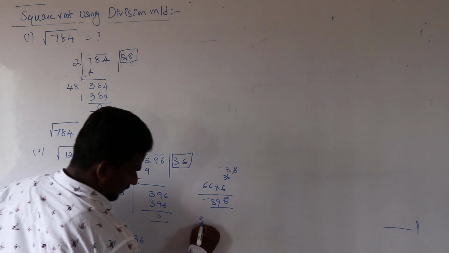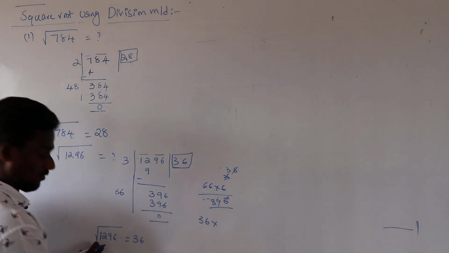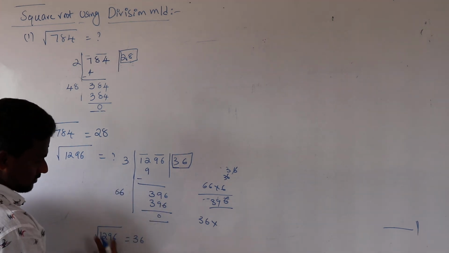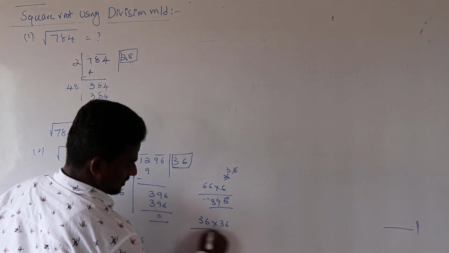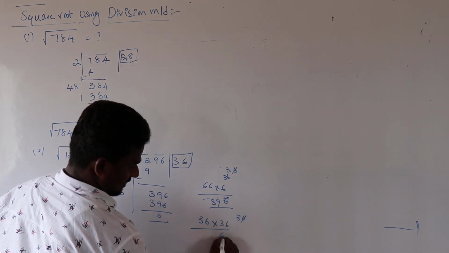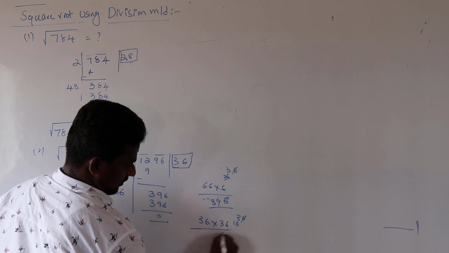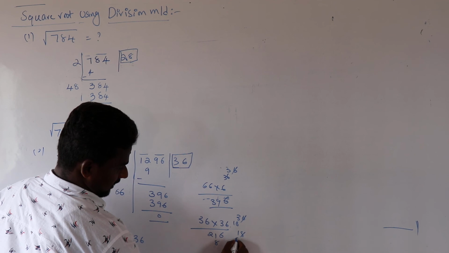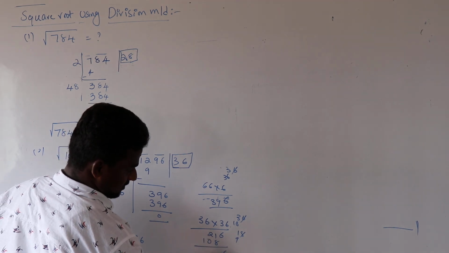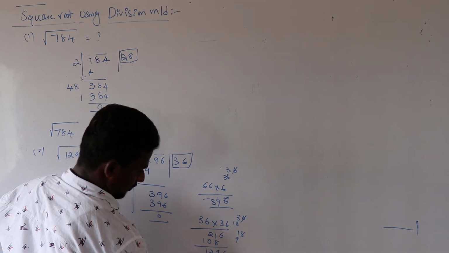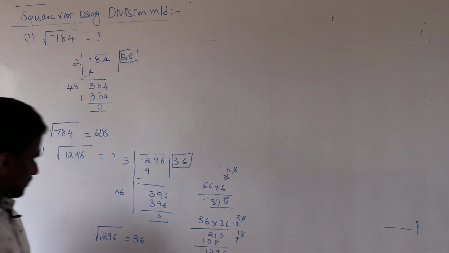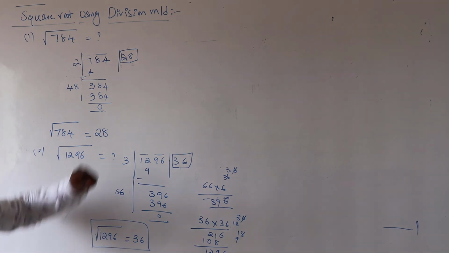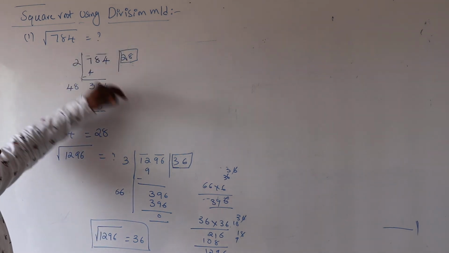We can check by multiplication. 36 squared equals this one. Means we have to multiply 36 two times, then only we will get this. 36 into 36. 6 6s are 36. 6 3s are 18 plus 3, 21. 3 6s are 18. 3 3s are 9, 9 plus 1, 10, addition: 6, 9, 2, 1, 1, 2, 9, 6. Exactly, our answer is correct. So the square root of 1296 is 36. This is the division method. Like this we have to calculate.